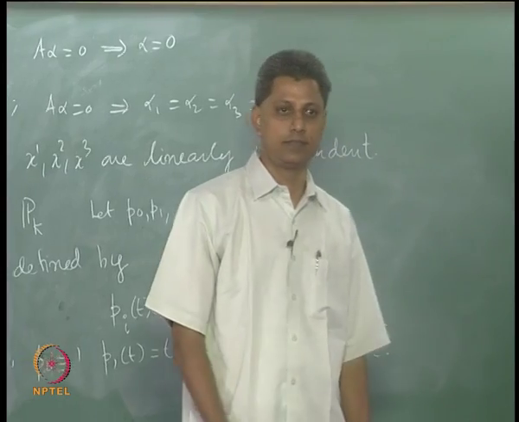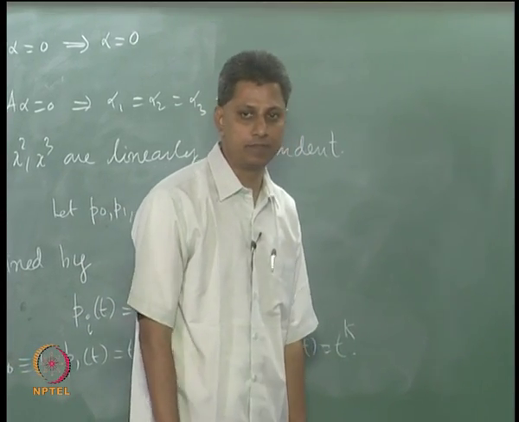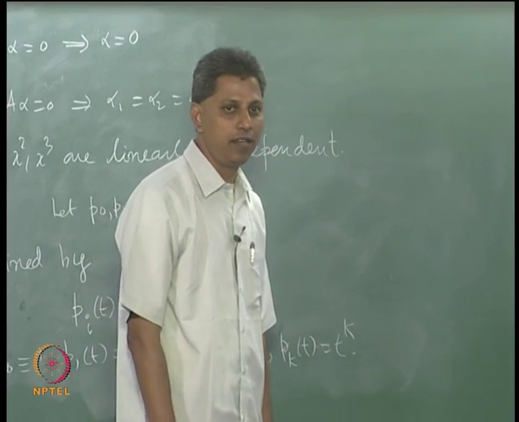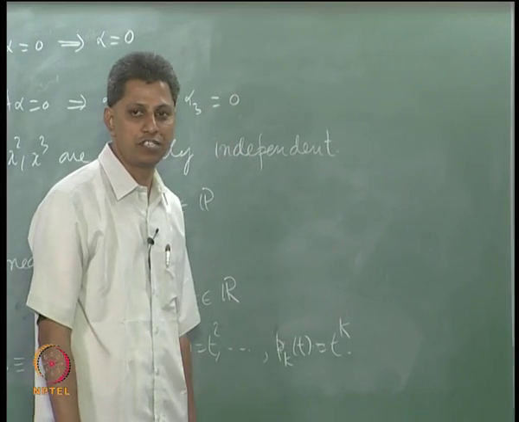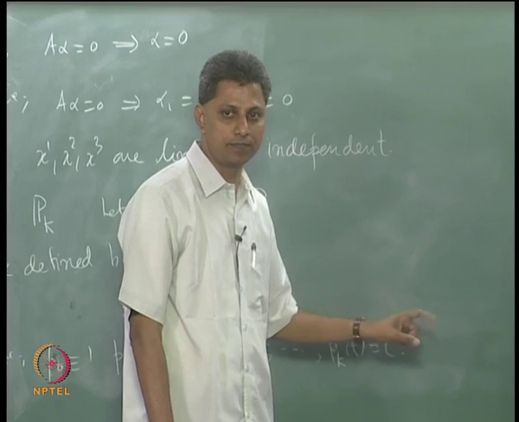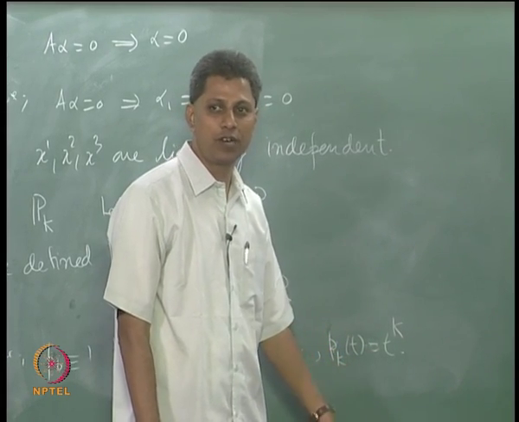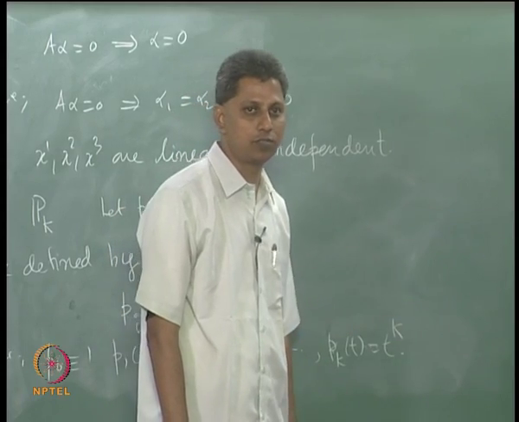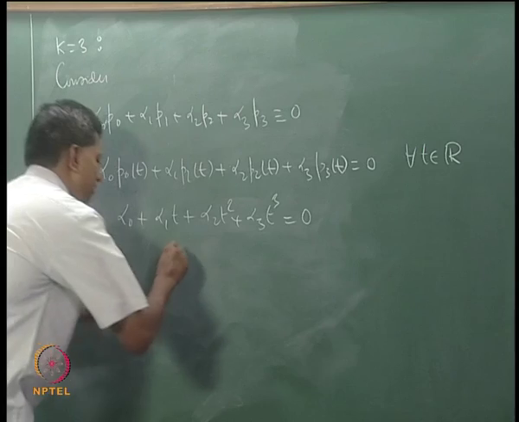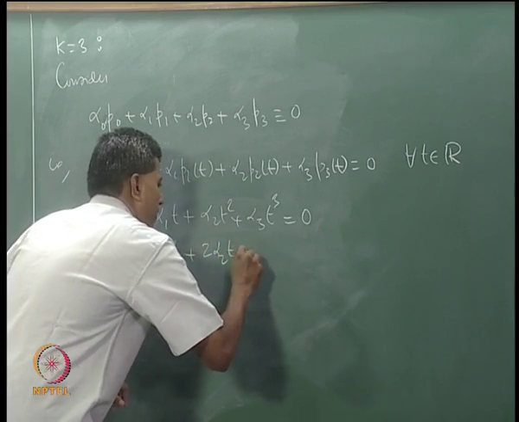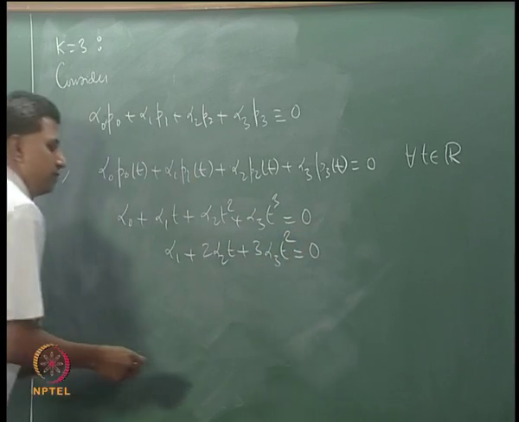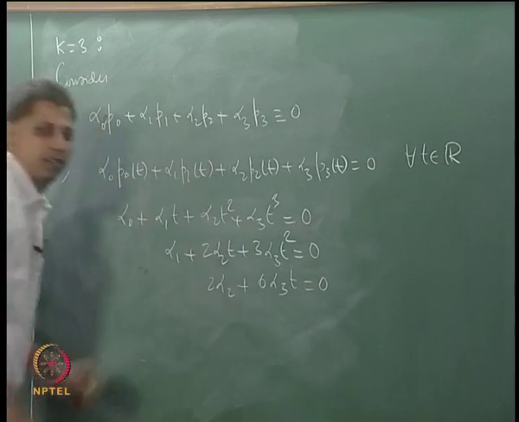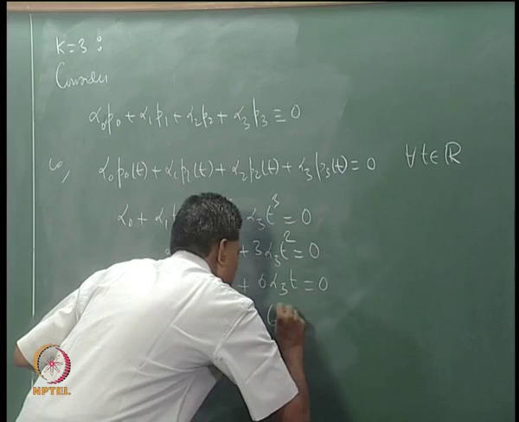Yes, one could use heavy machinery, the fundamental theorem of algebra: a polynomial of degree k has precisely k roots. But we can do without it. That's what I wanted to illustrate in this example. Each is a polynomial, and polynomials are differentiable functions. Differentiate this equation as many times as you want and get the desired conclusion. Differentiate once, you get alpha 1 plus 2 alpha 2 t plus 3 alpha 3 t squared. Once more, 2 alpha 2 plus 6 alpha 3 t. One last time, 6 alpha 3.